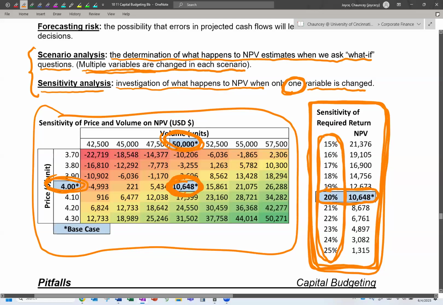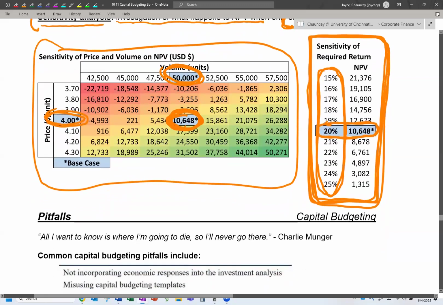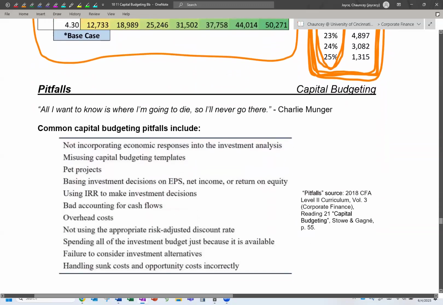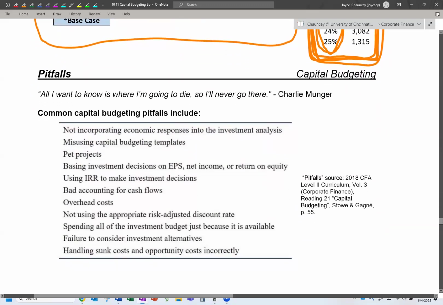I have seen analysts change this number to get the decision they want, but long term, that's going to lead to really bad decisions, and it's probably just straight up not the right thing to do. Speaking of Charlie Munger here, here's a quote: "All I want to know is where I'm going to die, so I'll never go there." Here are some pitfalls.